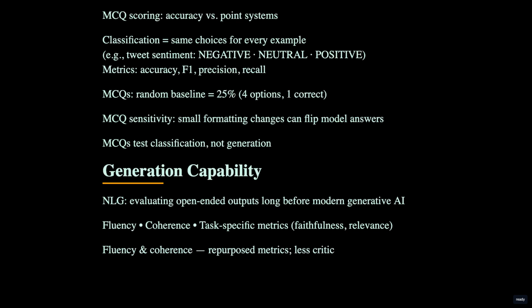Early NLG metrics like faithfulness, relevance, fluency, and coherence were adapted to evaluate today's foundation models. As models grew more fluent and coherent, these particular metrics lost priority because AI-generated text now often sounds human.